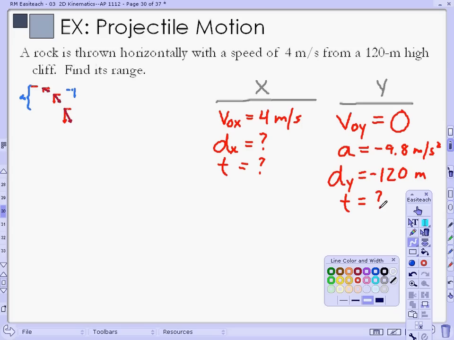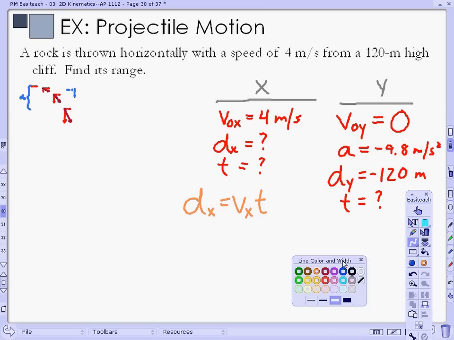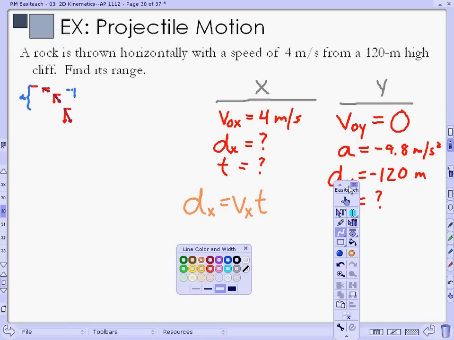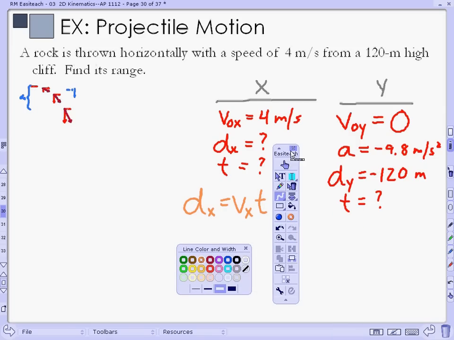Now, super important. The only equation you'll ever use in the x, because this is constant velocity, is dx equals vx times time. That's the only equation you will ever use in the x for a projectile. Now that's rare that I can say that with any kind of problem solving. In the y, the equations will vary. The one that's most appropriate here, I think you can see, is d equals v initial times time plus 1/2 at squared.